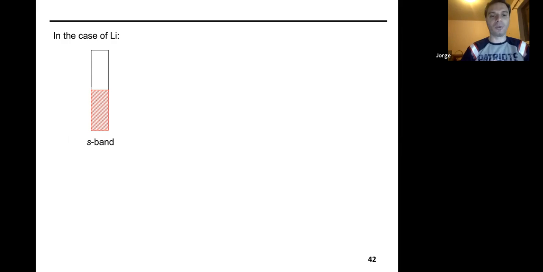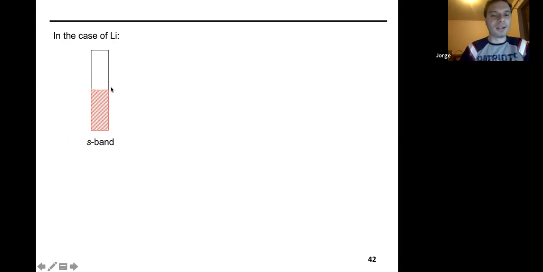And we saw together that half of the band is filled with electrons and the other half is completely empty, okay? So I'm representing here the part of the band that's filled by this red dashed box here, and the half that's empty by just blank space.